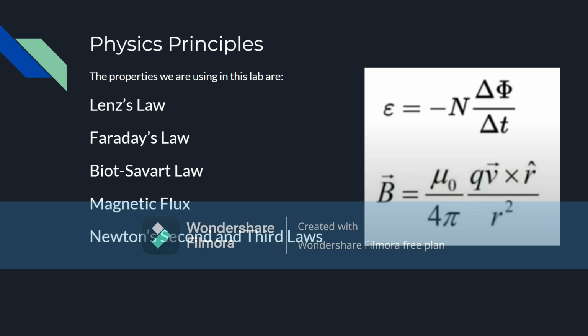Physics principles. The properties we are using in this lab are Lenz's law, Faraday's law, the Biot-Savart law, magnetic flux, and Newton's second and third laws. We'll also be using the equations on the right.